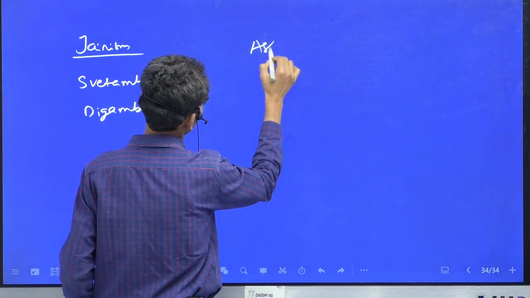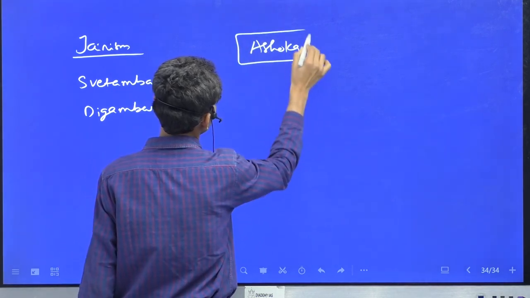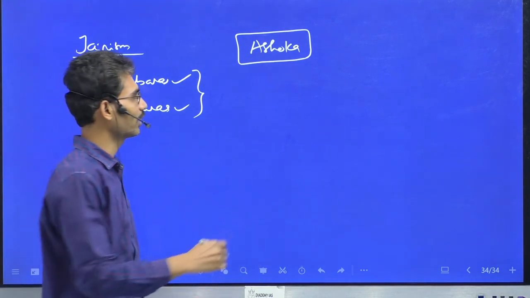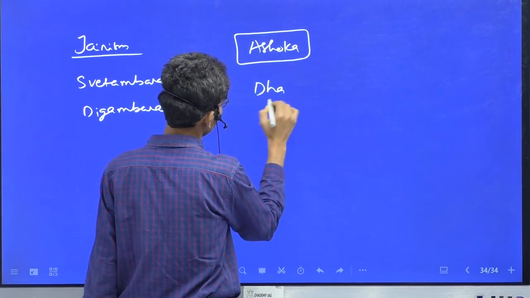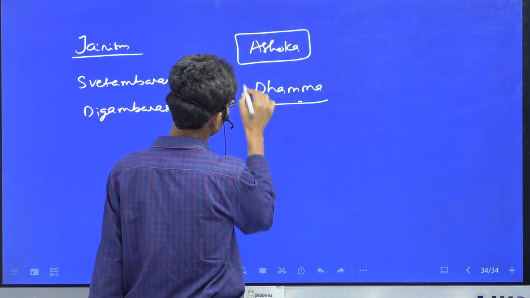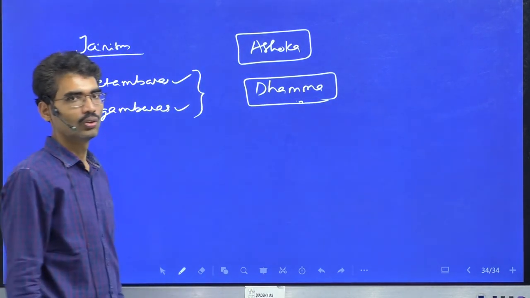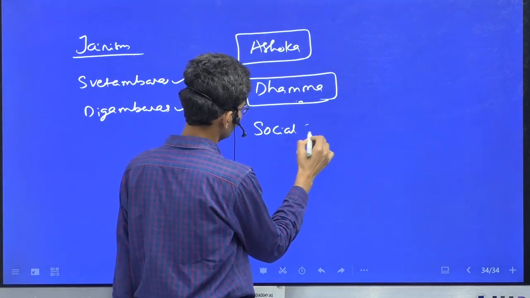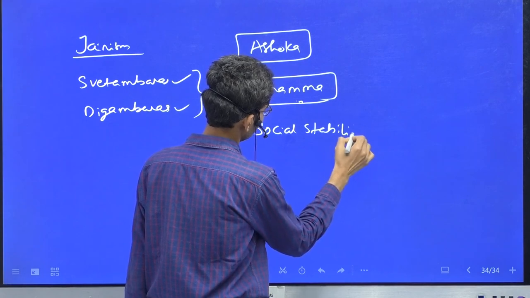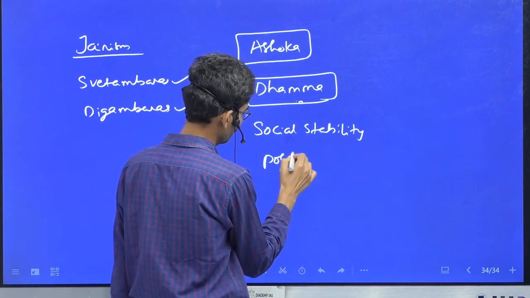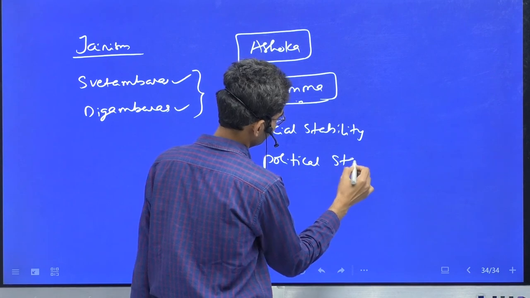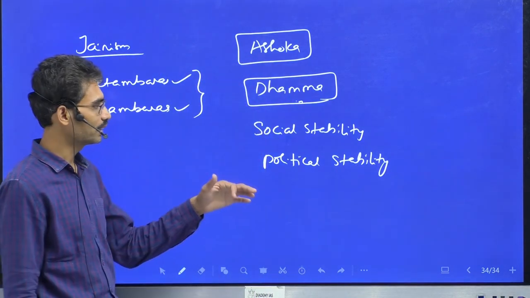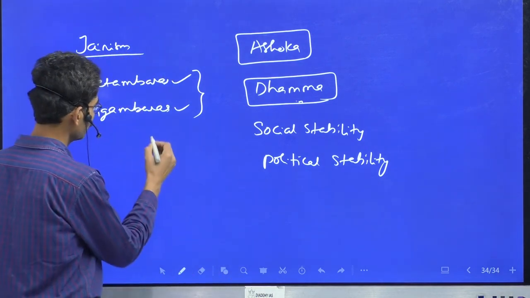And Ashoka wanted to have a common code of conduct for everyone. He started Dhamma, Ashoka's Dhamma. One reason is social stability. Another reason is political stability, because his empire was very big. His empire reached from the northwestern part to the deep south.